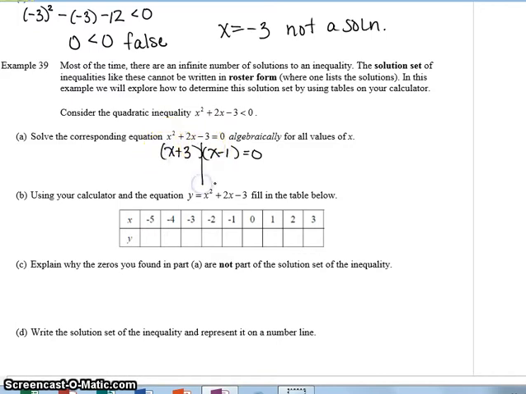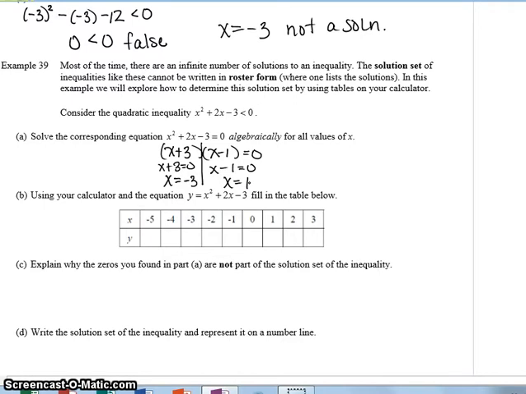At this stage, you split it down the middle, and you set each one equal to 0. So when x plus 3 is equal to 0, your solution is x equals negative 3. When x minus 1 is equal to 0, then x is equal to a positive 1. So we get negative 3 and positive 1.